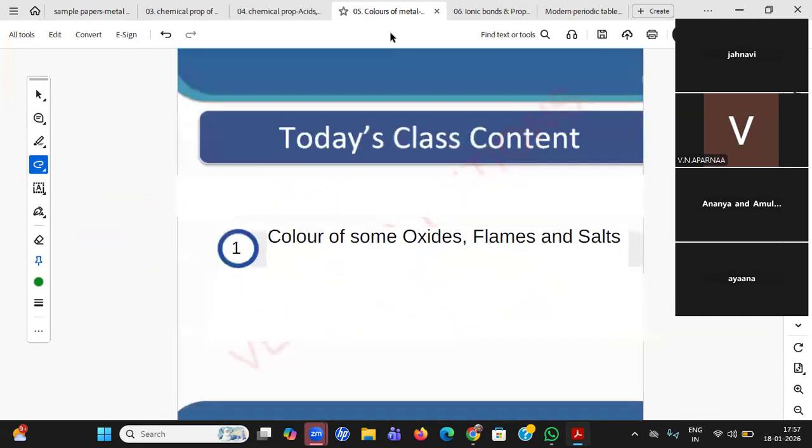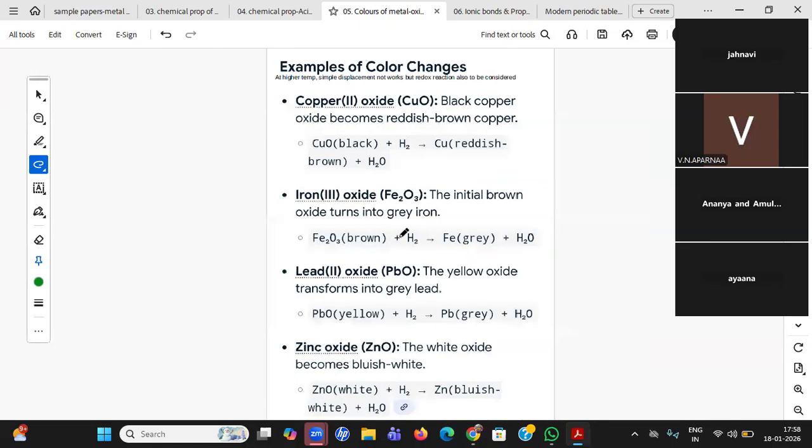Then we are going to the next session. Chlorine is more reactive than iodine. Absolutely right, we have seen the same. Now, students, please write this. You will find one question on these colors, flames, salts, either in case-based questions or MCQs. Please write: colors of some oxides. Which oxide, which color? You need to write this.